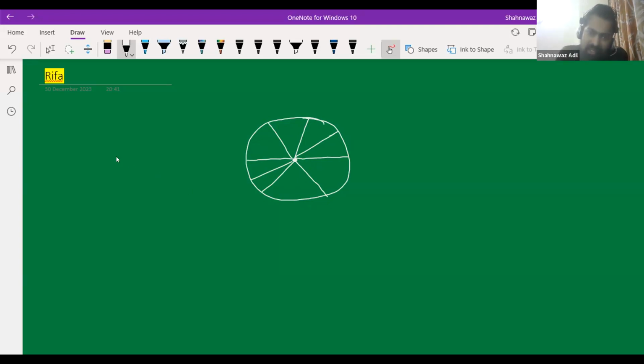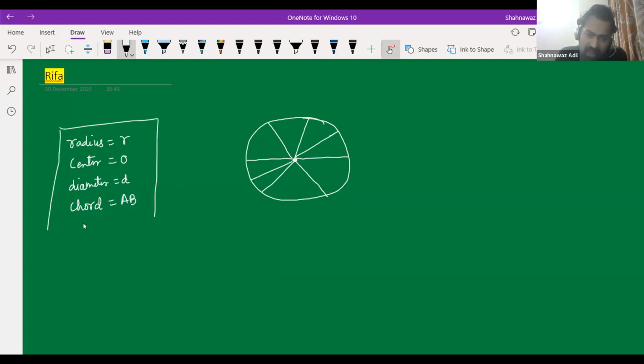So a circle has a radius, let's represent it by R. Then it has a center, which is O. It also has the diameter that you have just told me, and then it has a chord, let's say denoted by AB. These are the useful things that we have in a circle. So in this chapter, what are the extra things that we have to understand?